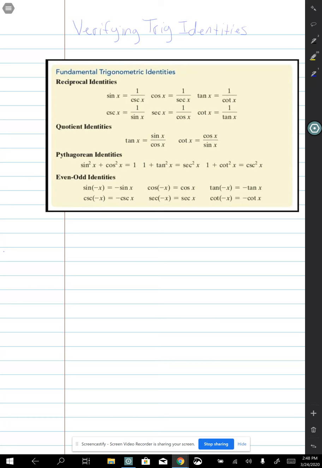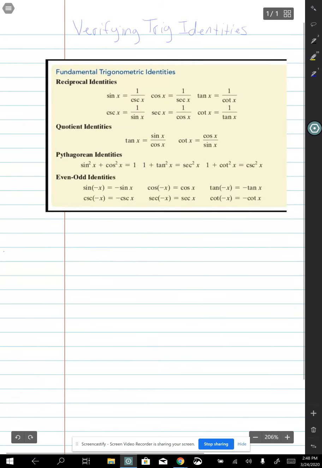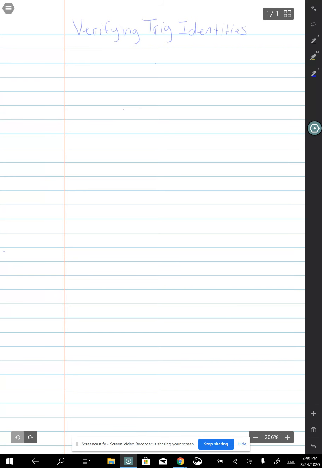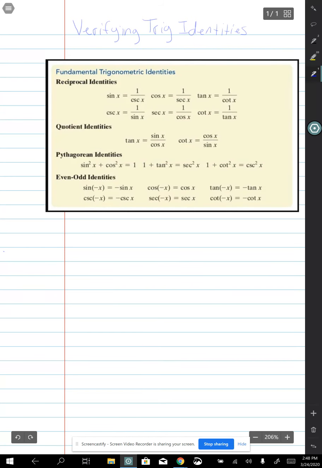So as you can see, you have a box up here that has all the fundamental trig identities we have already covered. These are things you need to know, especially the part here where it says the Pythagorean identities. Those are something that you're going to need to know, and you will probably use these a whole lot. So please, if you don't have these committed to memory, have these handy so that when you are trying to verify these things, you know what you need to use and how you can convert.